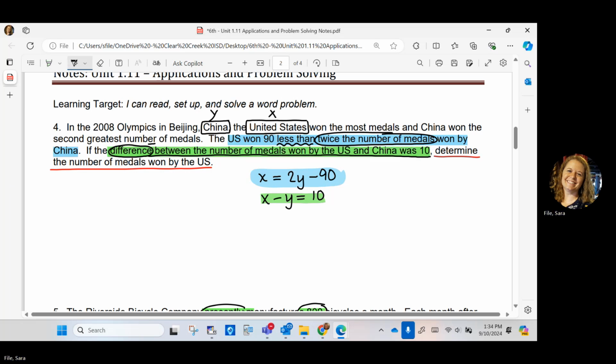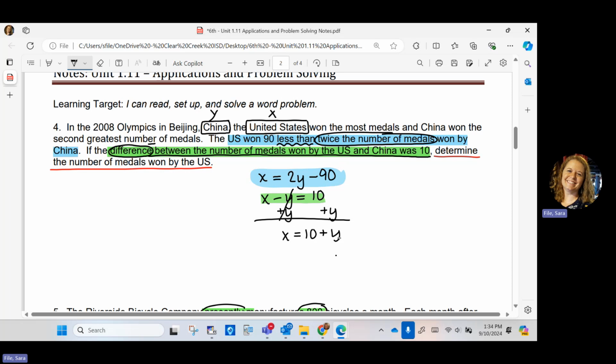Okay. Now we're trying to figure out X. What does X equal? So we need to rewrite this in terms of X so that we can substitute, or you can write it in terms of Y. It'll work both ways. I think the easier one is going to be to add the Y to the other side. If I move that Y over, I have X equals. So that says the US had 10 more than China, right?